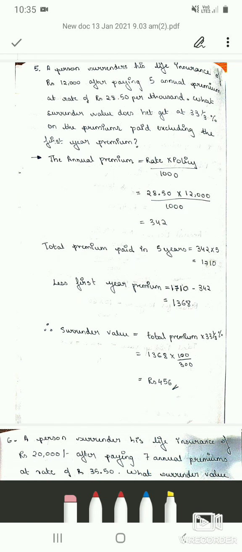So as I said in the previous class, we will be studying surrender value in today's class. So let us see problems based on the surrender value.